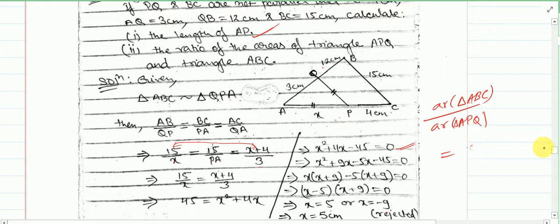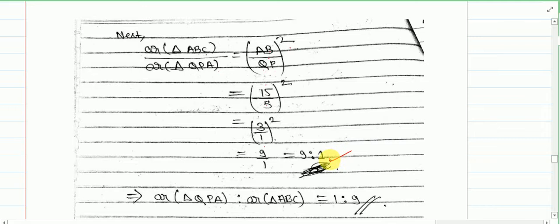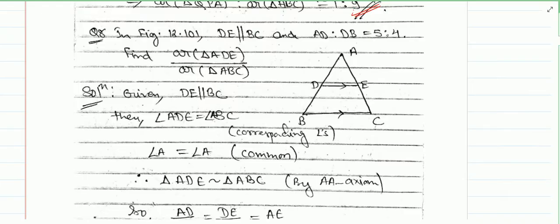So see over here now. The area of triangle ABC upon the area of triangle QPA will be AB upon QP whole square. AB is 15, QP is 5, so you get 3 by 1, that means 9:1. Or the area of triangle QPA is to the area of triangle ABC is 1:9, whichever way you want to write. Okay, now let us see question number 8.